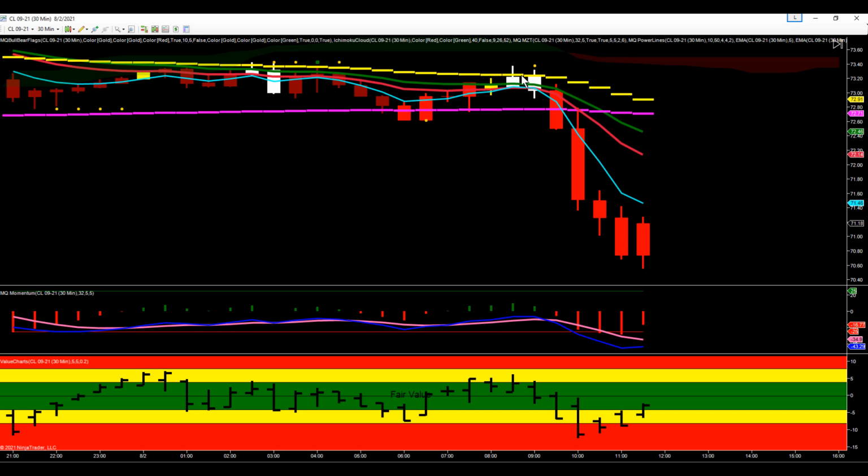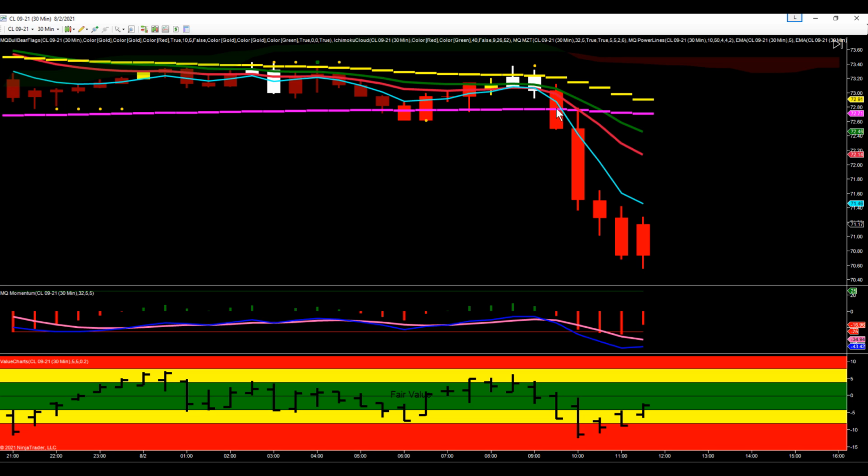Popped above it, came back under it, popped above it again, couldn't stay above it, and then we actually broke back to the downside. 5 and 13 stayed to the downside, and then momentum shifted. So at this point, we are now in confluence with the 240-minute chart. We've gone from bullish to bearish. Our momentum shifted back to the downside, moving averages shifted back to the downside, and then crude proceeded to make a pretty nice move to the downside off of that.